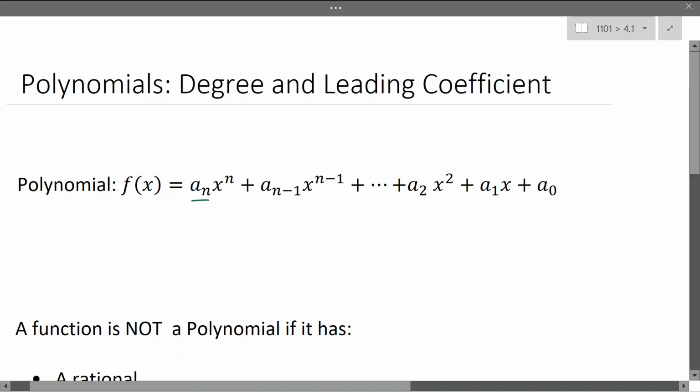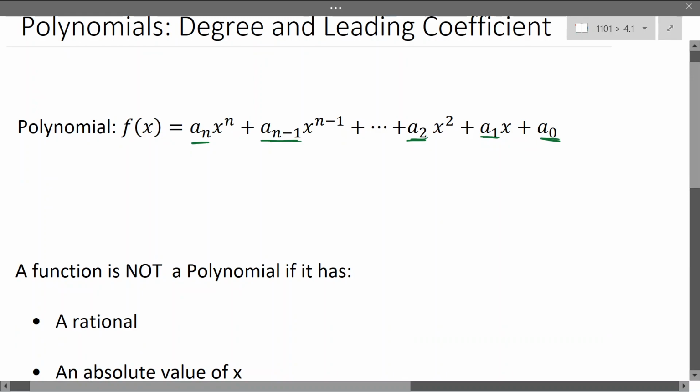In this, our a's are coefficients, so they're just plain numbers. And then we have x raised to some power. So an example of a polynomial would be f of x equals 3x to the fourth plus 5x cubed plus 6x squared plus x plus 29.